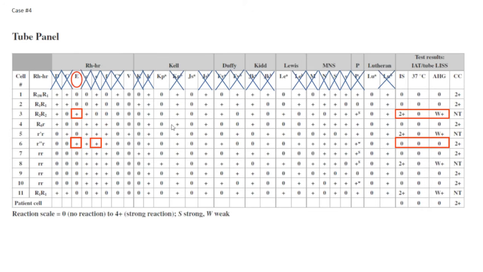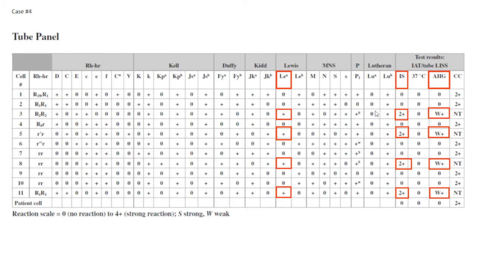we are seeing cold reactivity, and these weak reactions are representing what we call carryover or leftover reactions from the immediate spin. So these are not really reacting at Coombs phase; they're just leftover cold reactivity. And then based on that, we can see that they correspond to the Lewis A specificity. So we're identifying an anti-Lewis A.